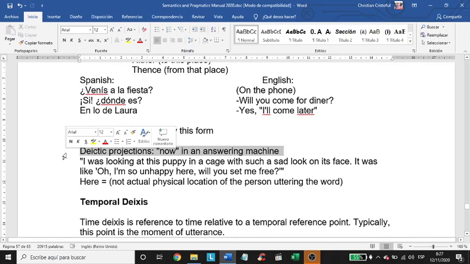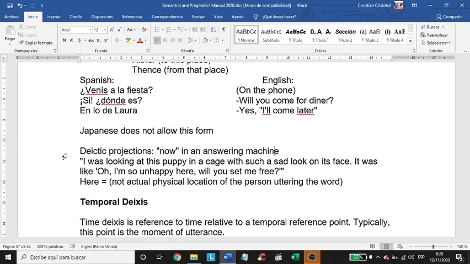Okay. Then we have deictic projections, like "now" in an answering machine. For example, it says, "We're busy now. Please leave your message now." What does now mean in an answering machine? Or I was looking at this puppy in a cage with such a sad look on his face. It was like, "Oh, I'm so unhappy here. Will you set me free? I'm so unhappy here." Here means what? The cage? But here means where the person is too. So it changes. Here is not the actual location of the person uttering the word.